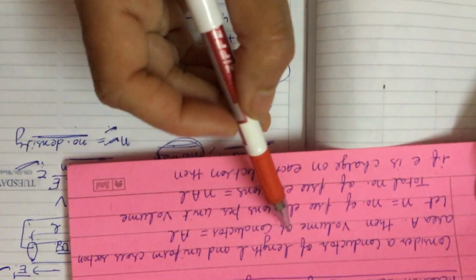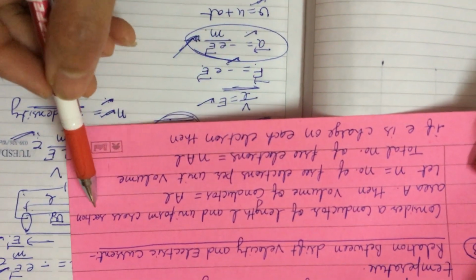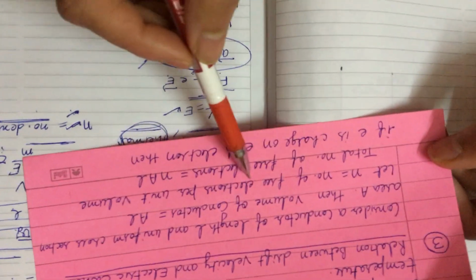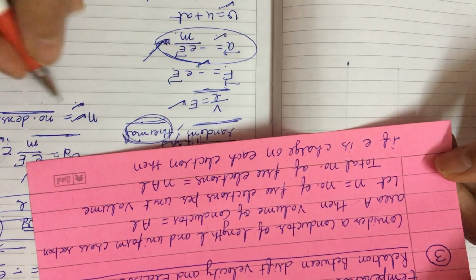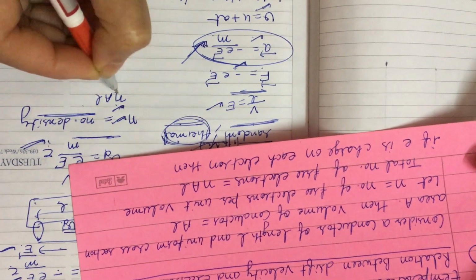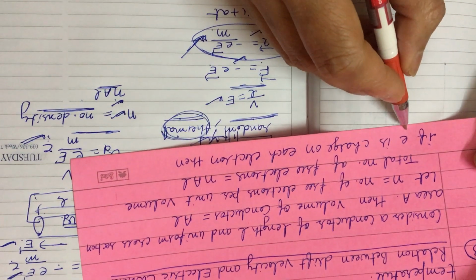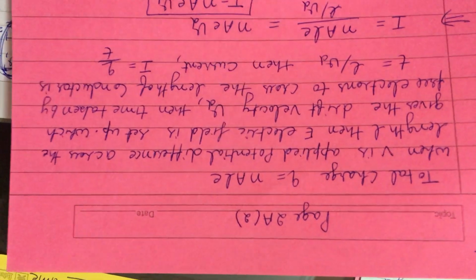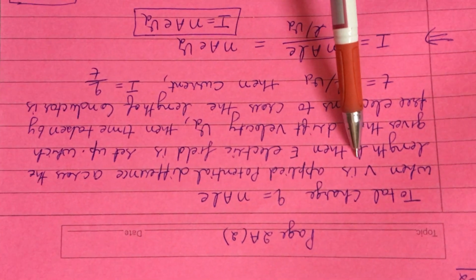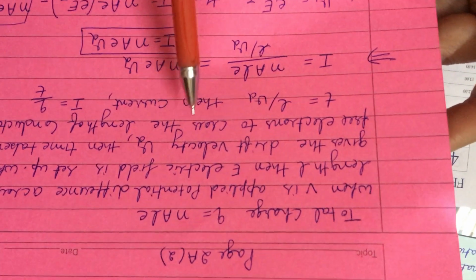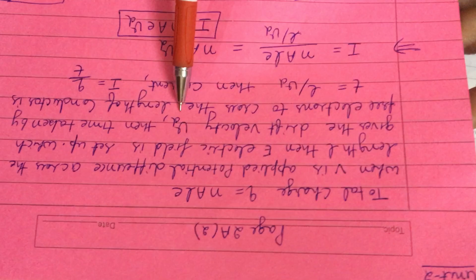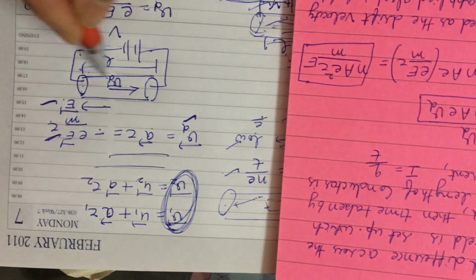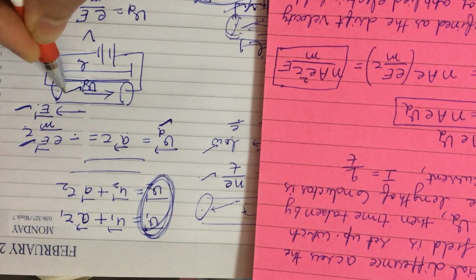To explain this, take a conductor of length L and uniform cross section A. Then what's the volume? AL. n is the number of electrons per unit volume, so the total number of electrons is n multiplied by the volume, and each electron has charge e. Then what about the total charge? This one is the total charge. Now, this is the applied potential difference, this is the electric field, and this is the drift velocity. Then how do we get the time taken? Because the electron has to cover the whole length with the drift velocity.